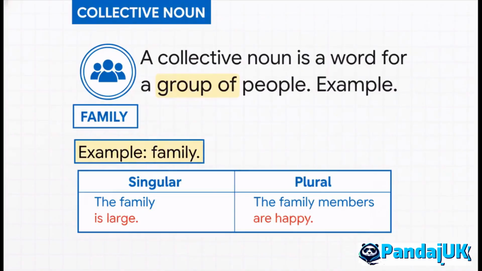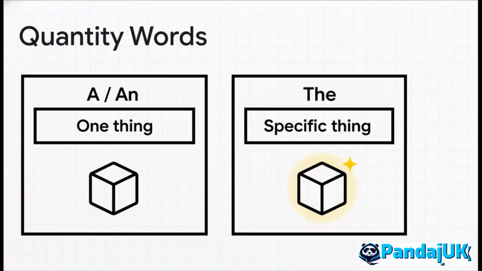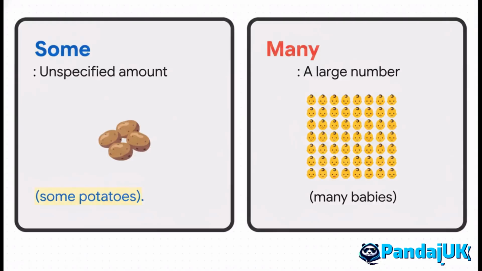Next, a collective noun is a single word for a whole group of people. Take family, for example. If there's more than one group, we make it plural. So one family becomes many families. Okay, quantity words. We use a or an for any single thing, and the for very specific things. Just use some when you don't know the exact amount, but use many for a very large number.